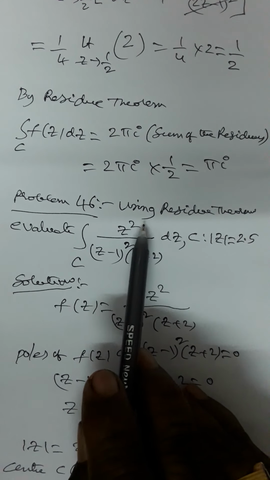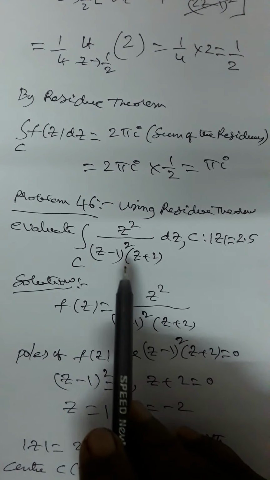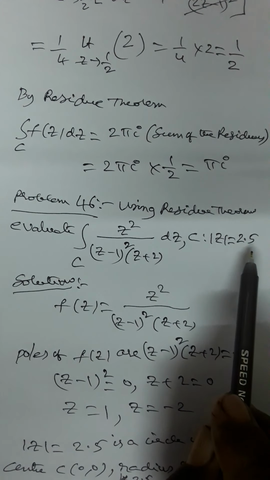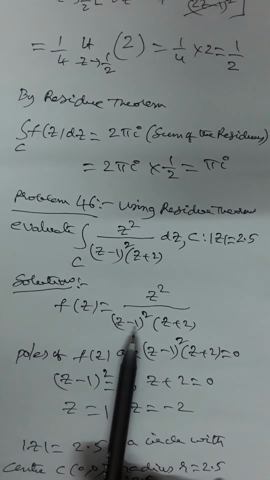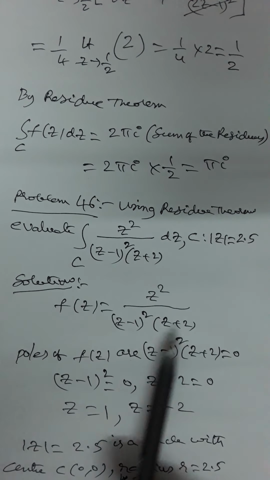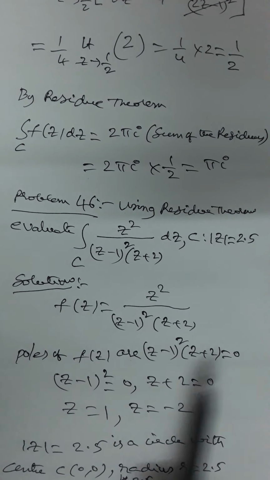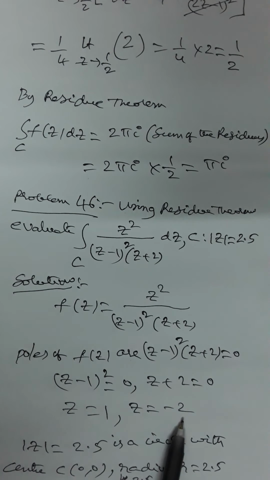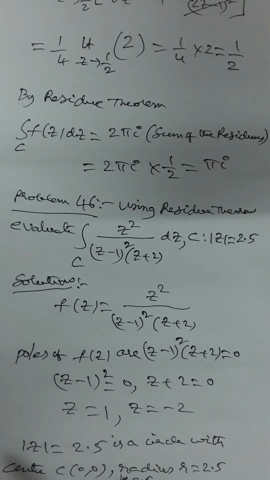Problem 46. Using the residue theorem, evaluate the integral over C of z square by (z minus 1) whole square into (z plus 2) dz, where C is such that |z| = 2.5. Solution. Consider f(z) = z square by (z minus 1) whole square (z plus 2). The poles of f(z) are found by equating the denominator to 0. We get z = 1, a pole of order 2, and z = minus 2, a pole of order 1. Observe the difference.